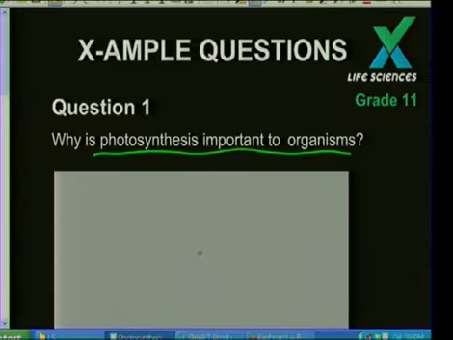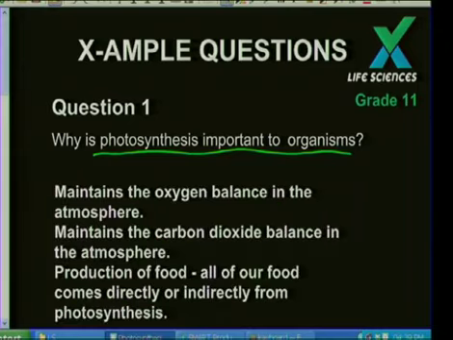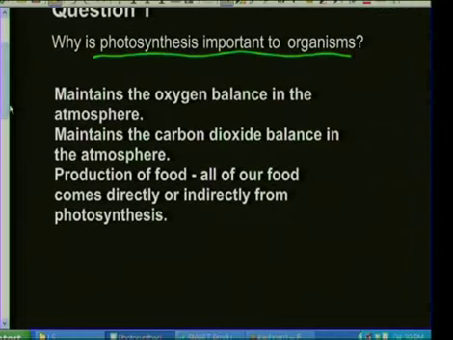Now, the last question that we had in our bullets at the top was, why is photosynthesis important to organisms? And the answer, first of all, most important, it maintains the oxygen and carbon dioxide balance in the atmosphere. Now you're asking yourself, what is he talking about? How does photosynthesis maintain the oxygen and carbon dioxide balance in nature?